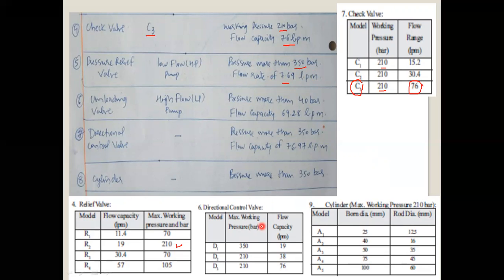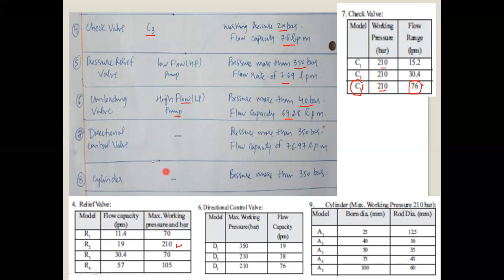In the same way, for the unloading valve, in the catalog we don't have the option. The unloading valve is connected to the high flow pump. So I will be writing high flow, low pressure pump. Pressure is 40 bar and flow capacity is 69.28 liters per minute.